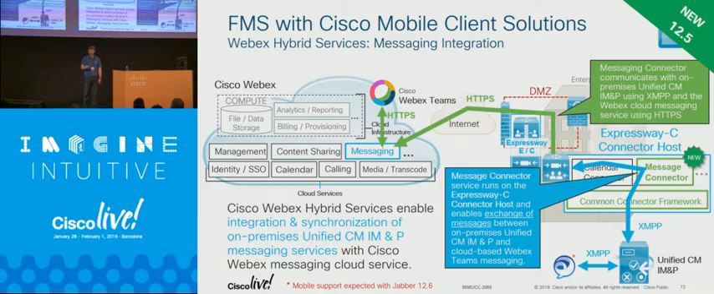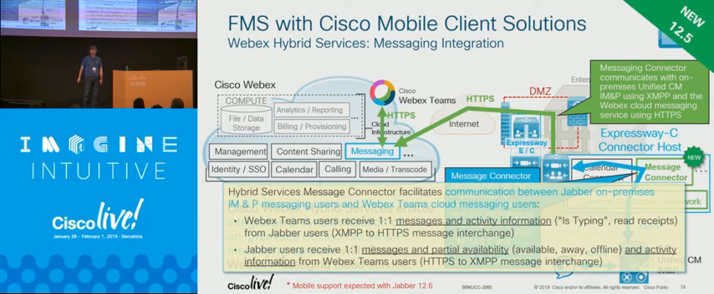So that is messaging integration using the message connector. And again, WebEx Teams users can message one-on-one with Jabber users. We also get some presence information, typing indicators, read receipts, and those kinds of things, and then vice versa. Jabber can receive or send one-to-one messages with WebEx Teams users and be able to get information about availability as well.